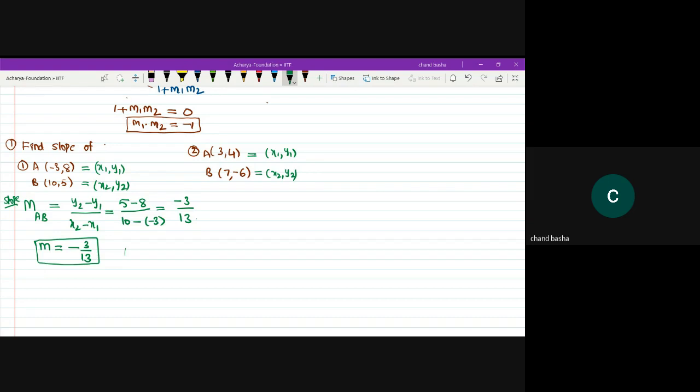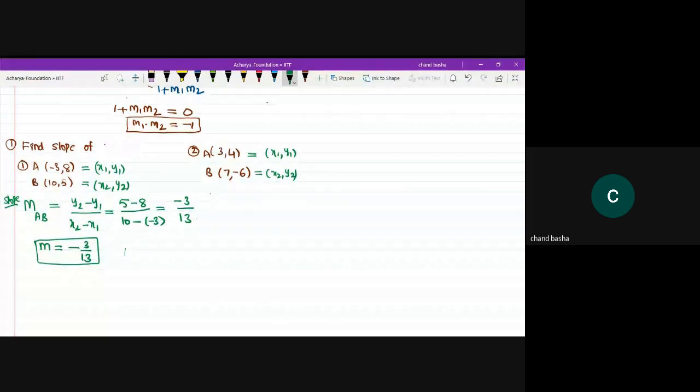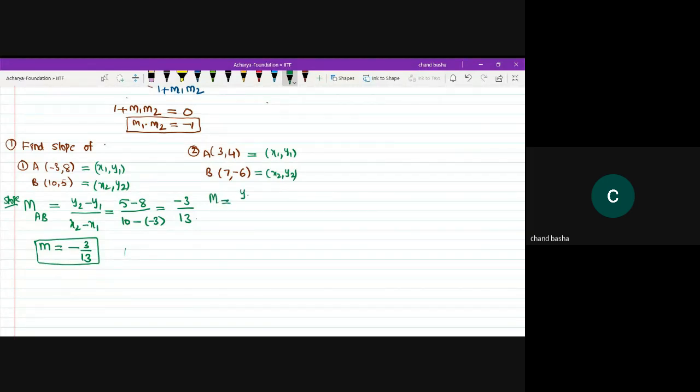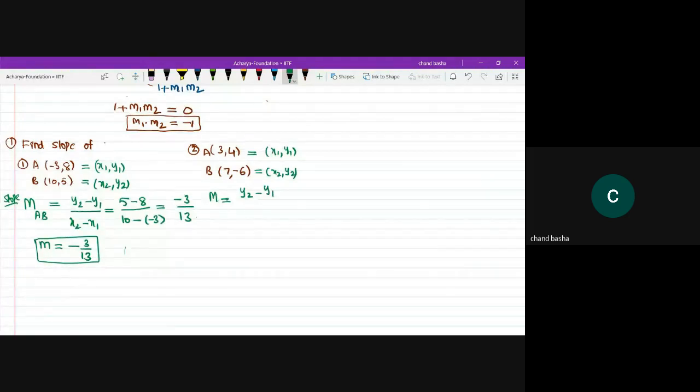Some of you, let us see what is the formula I have given to you. M is equal to either y1 minus y2 or y2 minus y1 divided by x2 minus x1. What is y2 value? Minus 6 minus y1 value 4 divided by x2 value 7 minus x1 value, that is 3, is equal to minus 10 divided by 4. It is minus 5 by 2. Absolutely correct. Slope is minus 5 by 2.